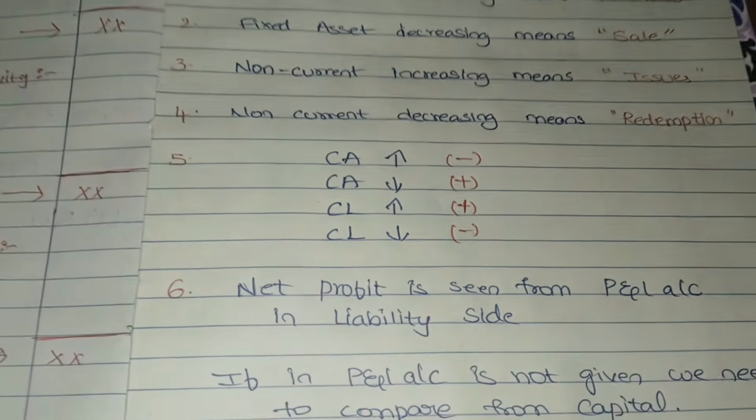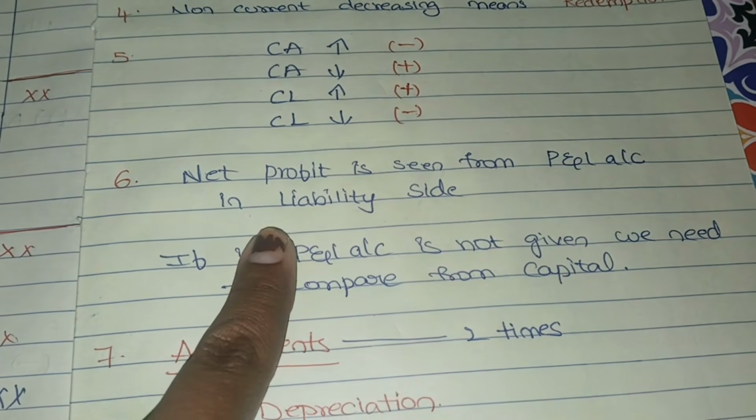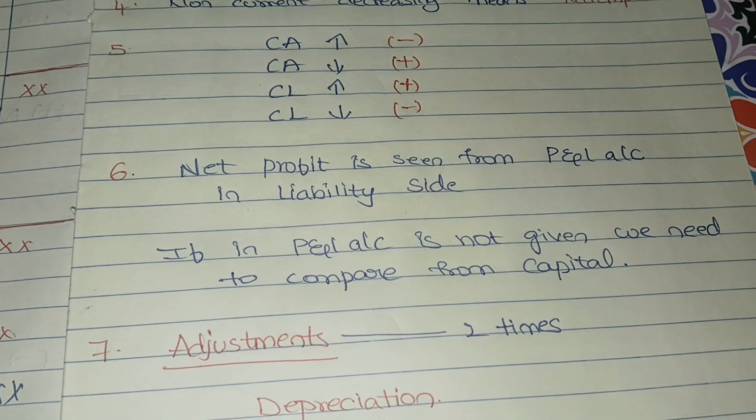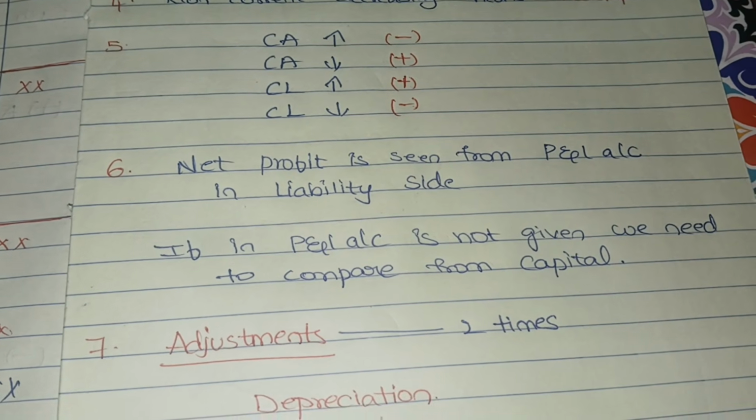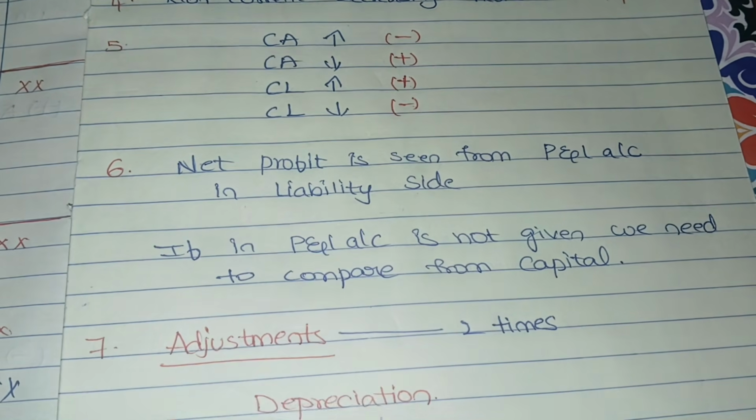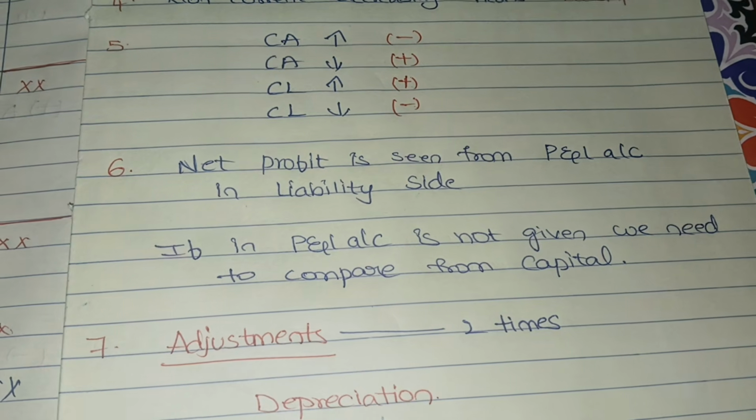And one more key point you need to remember: net profit is seen from the first pro forma transaction, we will write the net profit only. In the question, net profit is seen in the profit and loss account. If the profit and loss account has not been given, we need to compare the opening capital and closing capital. We need to do the checking, okay.